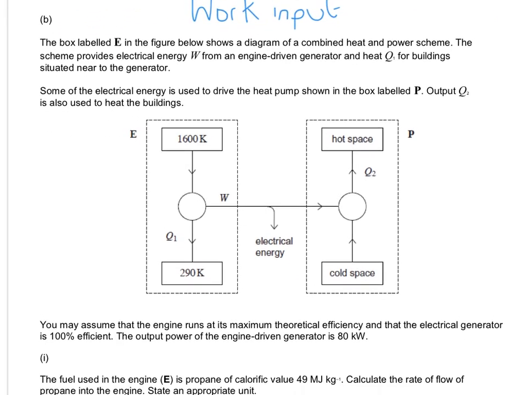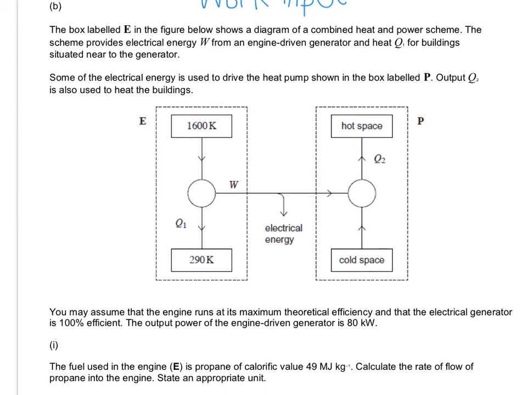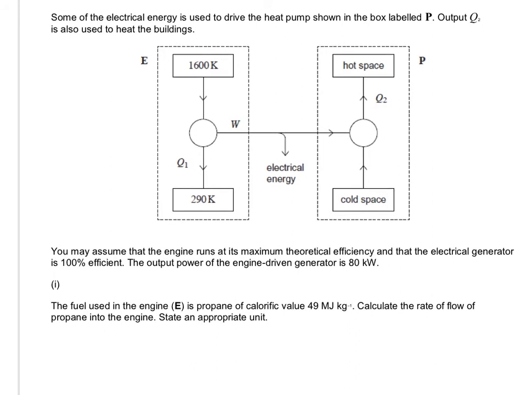Okay, so we've got some diagrams here. The box there shows a diagram, combined heat and power scheme. The scheme provides electrical energy from an engine-driven generator, and it's heating buildings essentially that are near to the generator. So the electric energy is used to drive the heat pump, as shown in this diagram here, and Q2 is used to heat buildings. So this is essentially a way of utilising power stations.